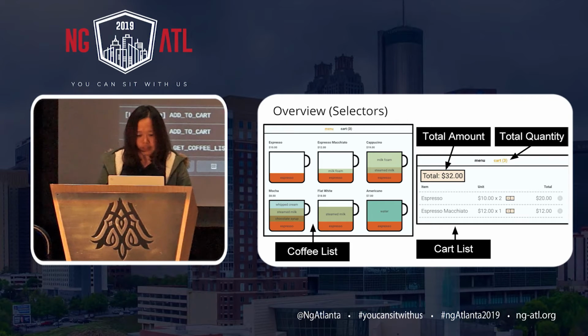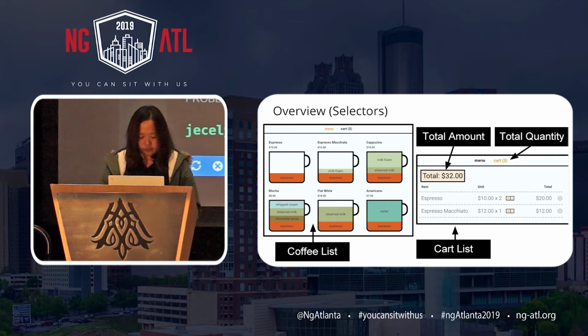Okay, so go back to our code here. Go to our list component here. So in our list page, during ngOnInit, before we dispatch the action, I would like to check whether our coffee list already has a value. If it already has, I don't want to trigger the actions anymore.